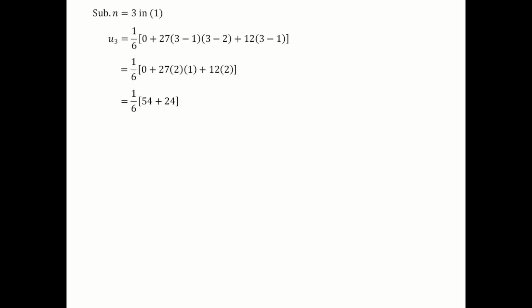Now we need to find u3. So put n is equal to 3 in 1. So u3 is equal to 1 by 6. In the first term you are having n minus 3. So 3 minus 3 is 0. So the first term is 0. Plus 27 into (3 minus 1) into (3 minus 2) plus 12 into (3 minus 1). So you will get 1 by 6 into (54 plus 24), which is equal to 78 by 6, that is equal to 13. So u3 is equal to 13.